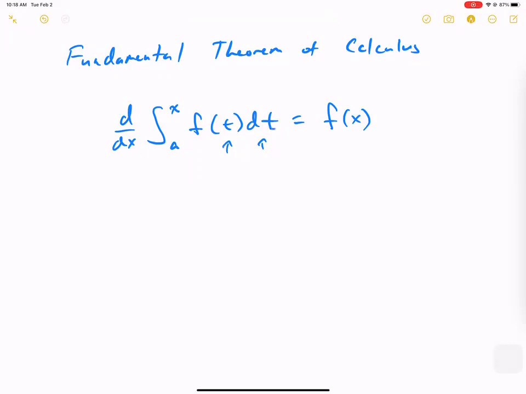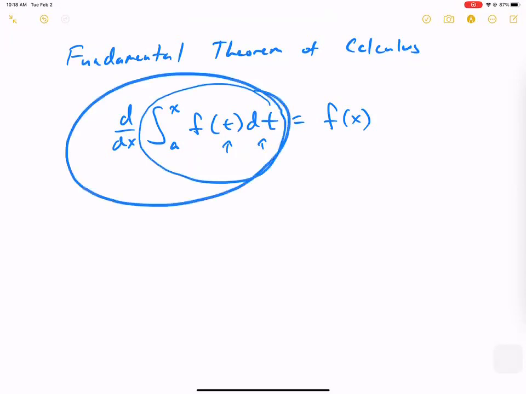But the idea is, what if I ask you to take the integral of something and then take the derivative of it? It's like, what if I ask you to multiply by 2 and then divide by 2? Shouldn't you kind of end up where you started from? Right? So this is our starting point today.